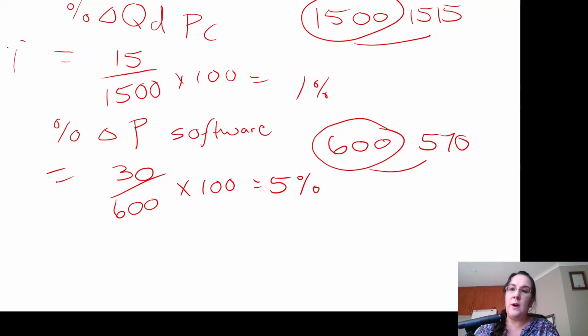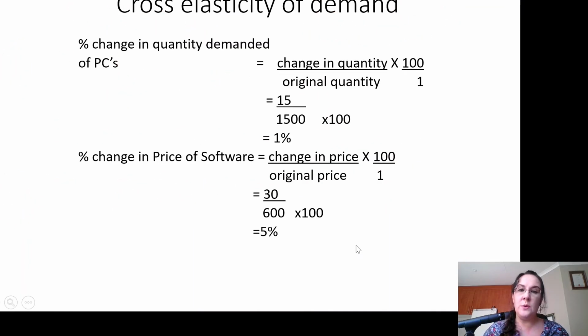So this was step 1, step 2, and now we're going to go back to our original formula, step number 3, and we're going to complete our calculation of XED. I just want to show you a nicer layout again. Here we have our step number 1, the change in the quantity demanded of PCs, and the percentage change in the price of software. We got 1% for the change in the quantity demanded for PCs and 5% in the price change of software. Now step 3.